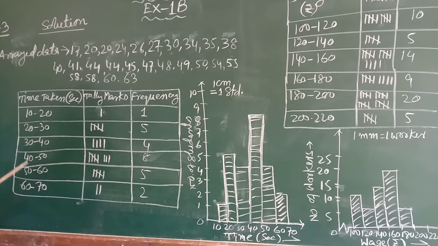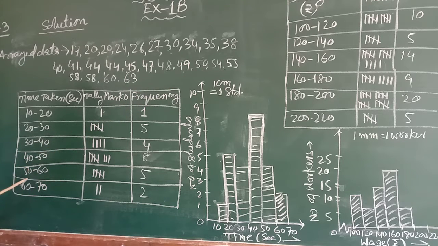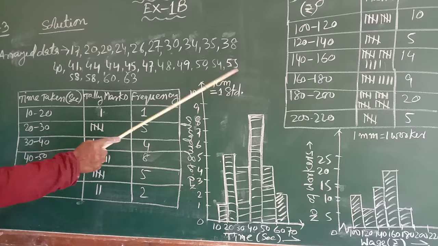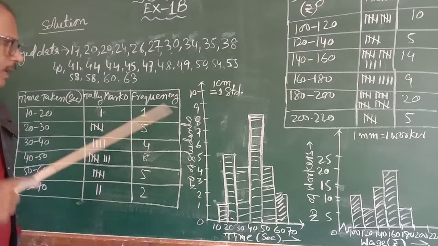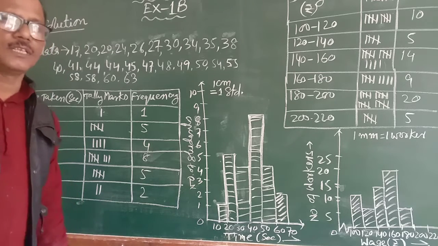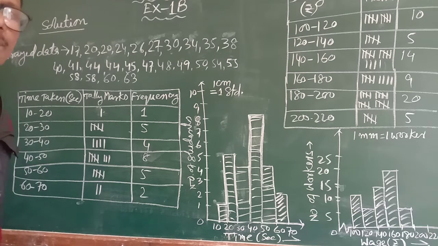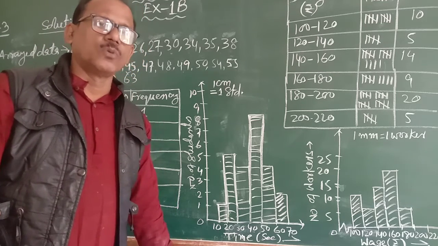Likewise, I have made 40 to 50. How many? 1, 2, 3, 4, 5, 6, 7, 8, because 50 will not be included. So 50 to 60, 1, 2, 3, 4, 5 students are there, and 60 to 70, 2 students are there. So in the overlapping method, always the lower class limit will be included, but the upper class limit is not included. That will become the lower class limit of the next class. That is why it is included in that way.